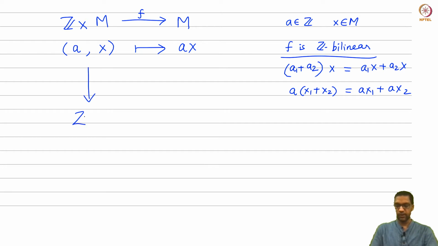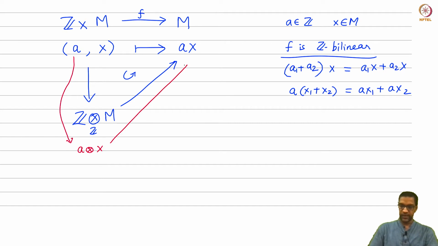Therefore, by the universal property of the tensor product, I have a map from here to here. And what does this map do? It makes this diagram commute. There exists a unique map, we know that. And what does the element A comma x map to in this? Recall that alpha of A comma x is what we had denoted by the symbol small a tensor x. So this map maps A tensor x to Ax.